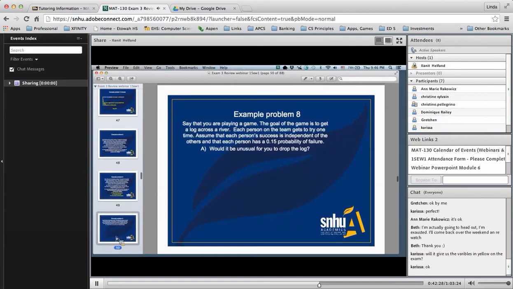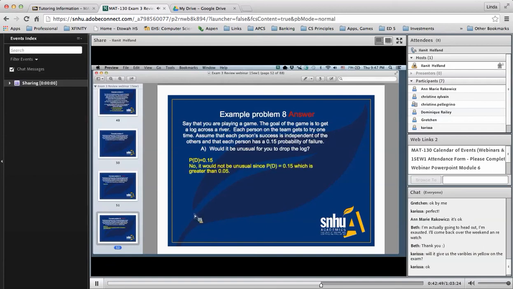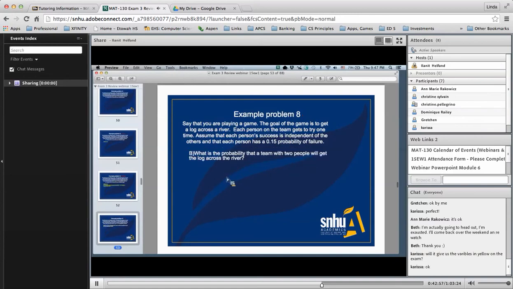Okay, so would it be unusual for you to drop the log? What they're asking for is the probability of you, one individual person, dropping the log. It says each person has a 0.15 probability of failure, or dropping it. So 0.15, it's not unusual. 15% is more than 5%, so this is greater than 0.05. So it's not that unusual for someone to drop the log.